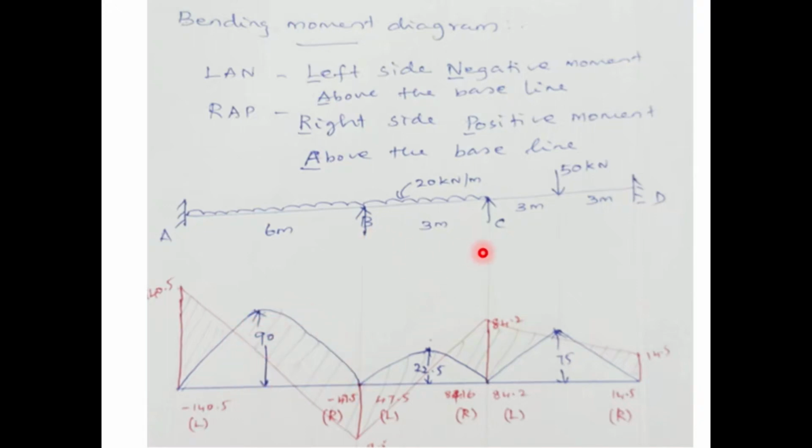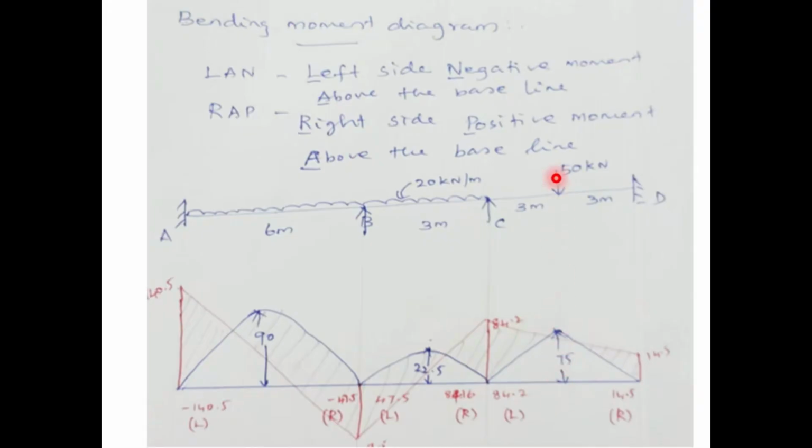Now, BC member, BC also subjected to UDL. The span is 3 meter. Okay, so here we will get the maximum bending moment at center point, that is 1.5 meter. That value WL square by 8 value is 22.5 kilonewton meter. Okay, next is CD member. CD member, we have a concentrated load. That load is acting at the center point.